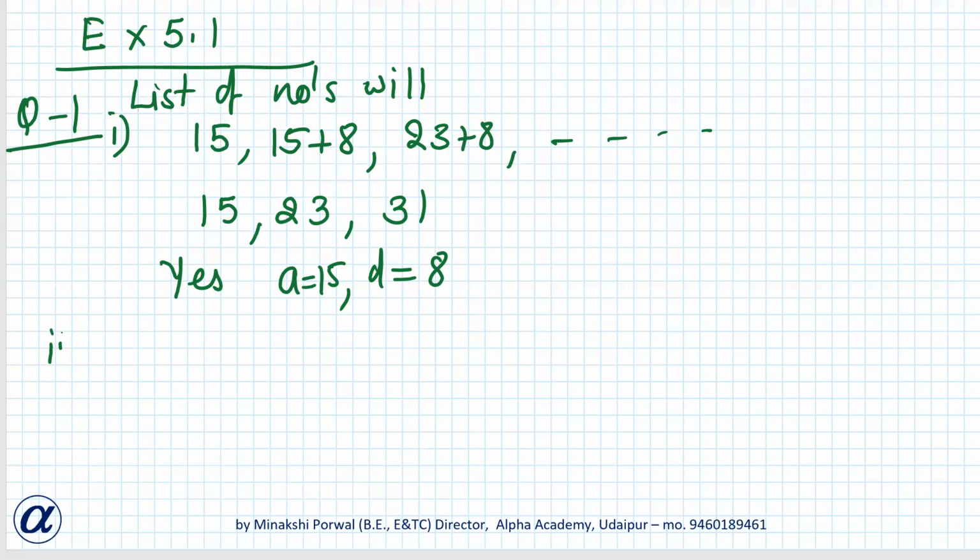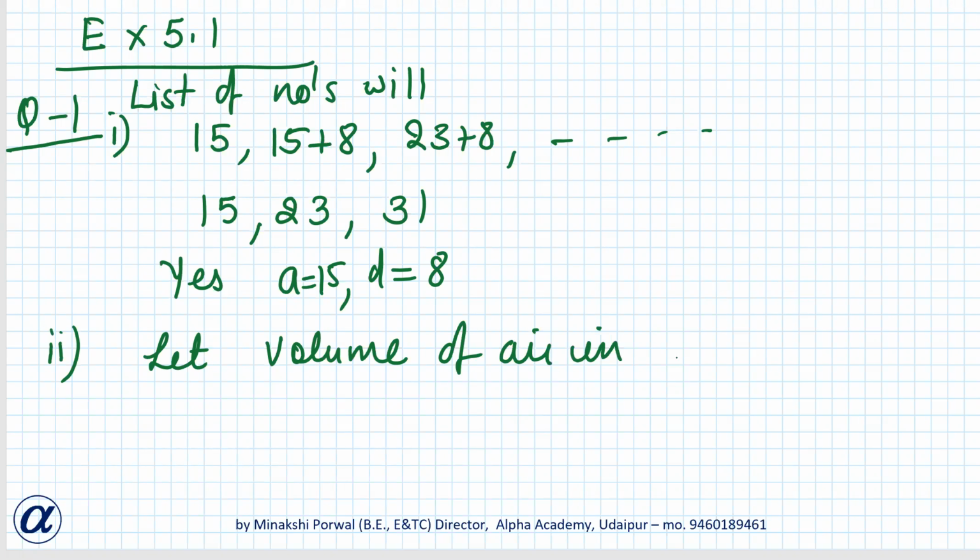Second part, the amount of air present in a cylinder when a vacuum pump removes 1/4 of the air remaining in the cylinder at a time. Okay, so let the volume of air in the cylinder be equal to V.